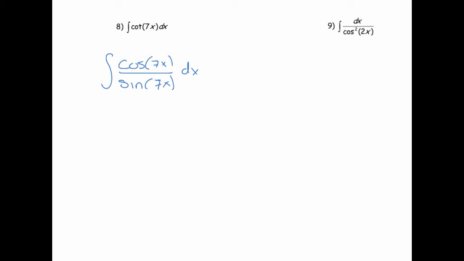I'm going to let my u be the bottom. I'm going to let my u be sine of 7x. And I guess the reason I'm doing that and not letting it be the numerator is because when we take the derivative, du ends up being 7 cosine of 7x dx. Again, that front 7 is because of the chain rule.